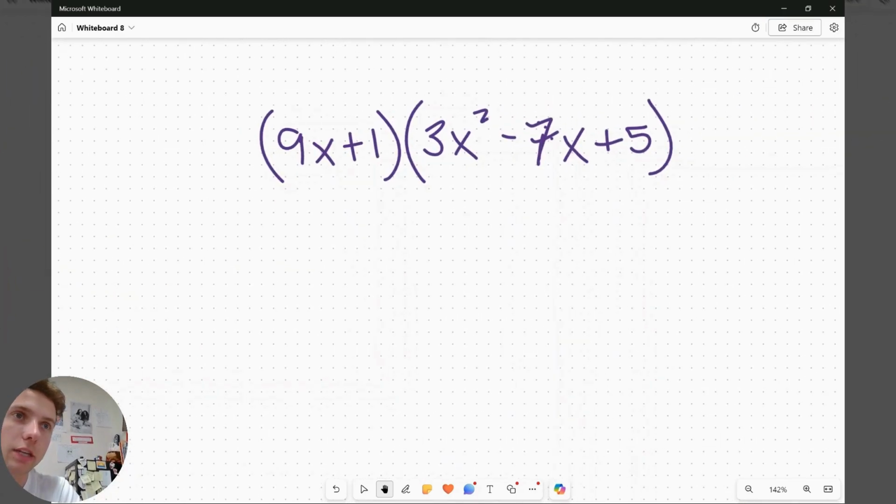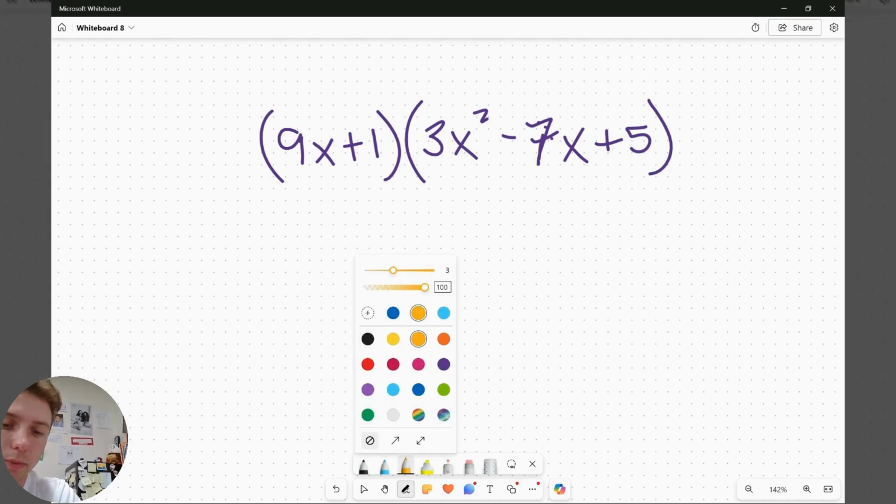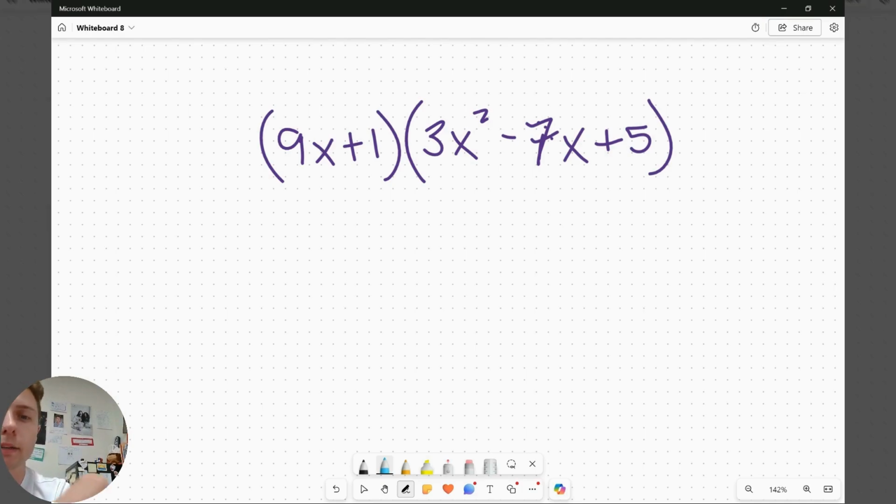Last thing we'll look at then is just a more difficult example, I guess. It's just a little bit longer. So basically, it's the exact same idea. There's still nothing in between the parentheses, so we know they're multiplying. So I take the 9x and I multiply that with the second set of parentheses. And I take the 1 and I multiply that.